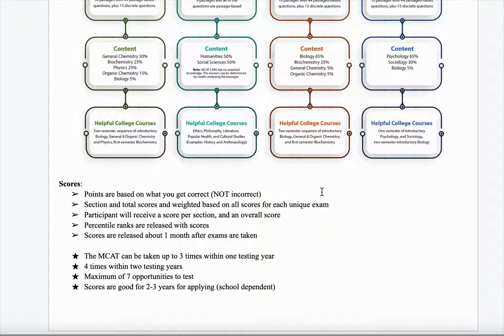You will have a percentile rank associated with your score that the AAMC will release to you, and then you can log in to see essentially the percentile ranks of other people who took that same exam, where the average was, and those kinds of things to see where you stand up against them. And then finally, like I said, it takes about a month after your exam to get your score back, and it'll be emailed to you.